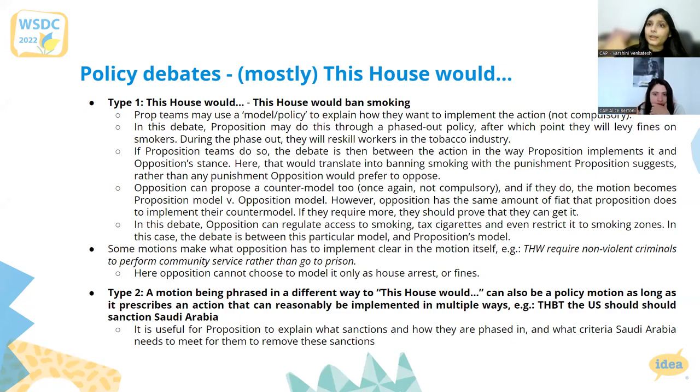You could have another prop team that says the way to do this is that we would give it 2 or 3 years' time so that all the industries can phase out. We'll train the employees to enter different industries. In this time, we will punish people who illegally make alcohol, but we will send people to rehab who illegally drink alcohol. That's an entirely different way to implement the same policy on banning alcohol or banning smoking.